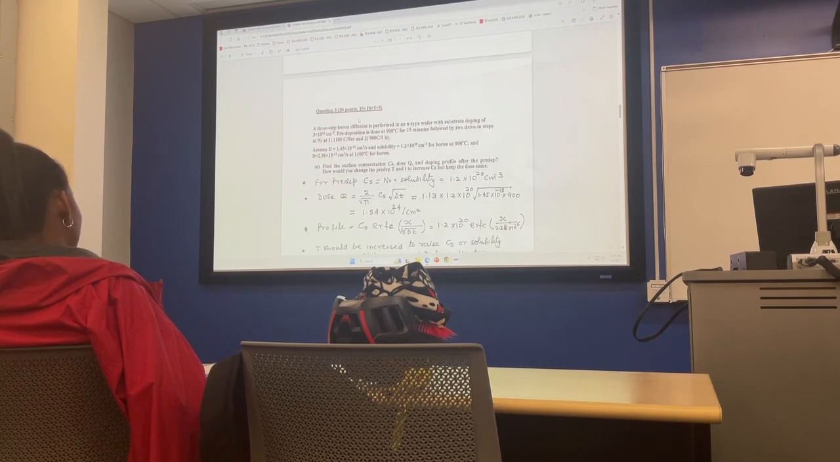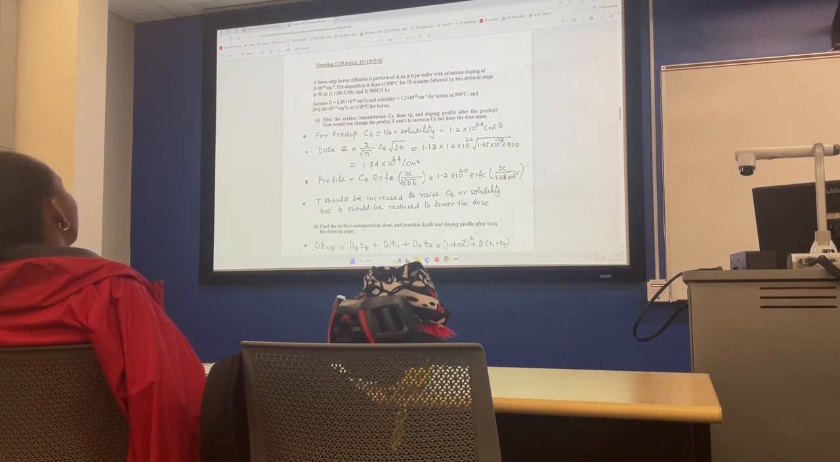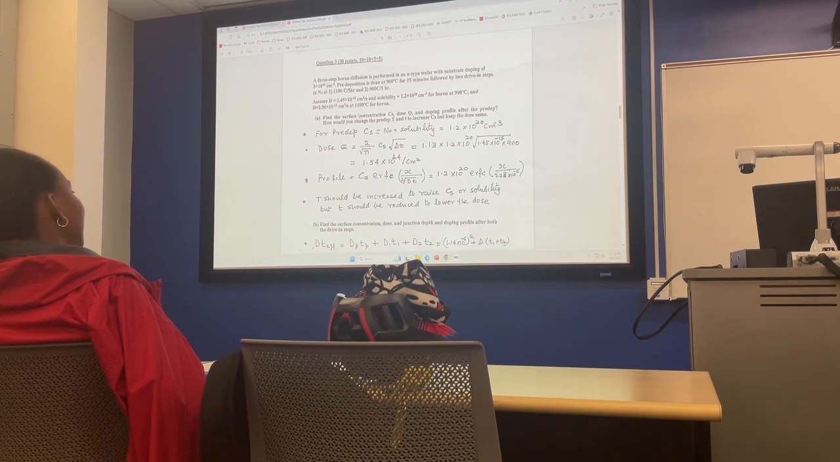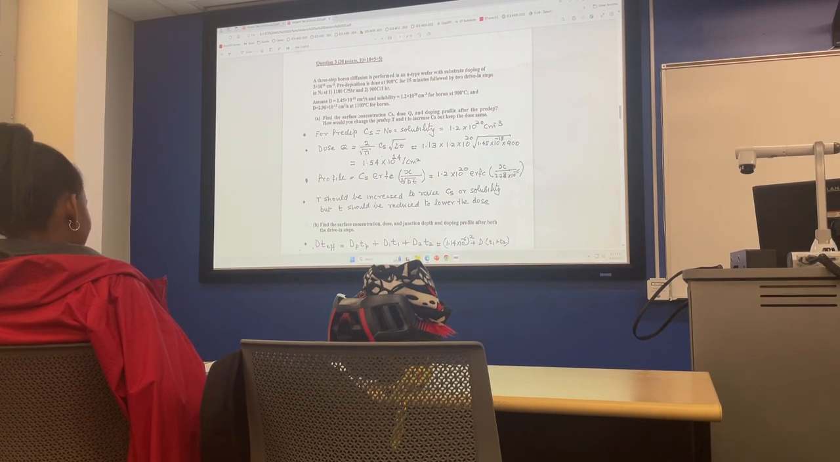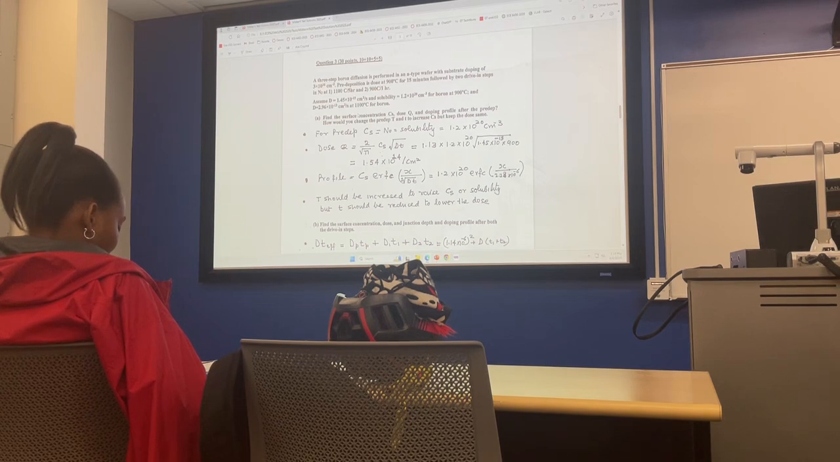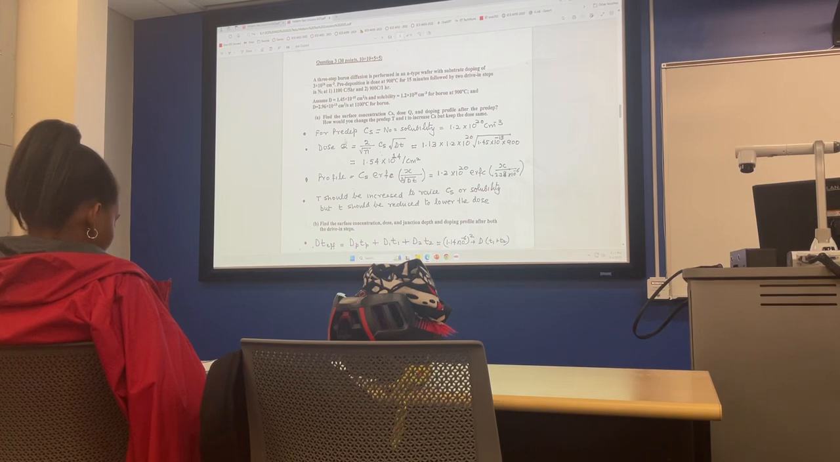Then question 3 was about diffusion. So you can see each chapter has a question. One was oxidation, one was diffusion, one is lithography, right? And then some general question in the beginning chapter.